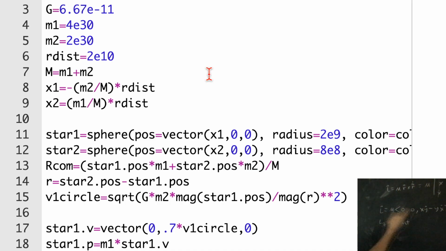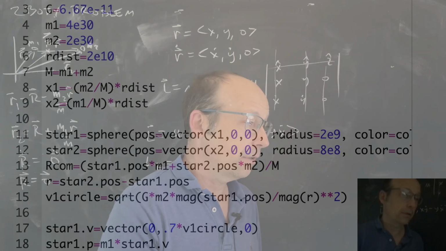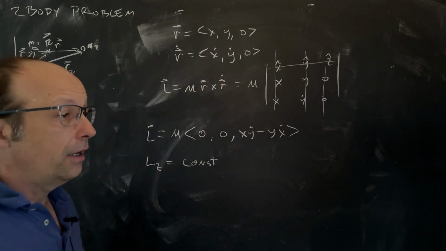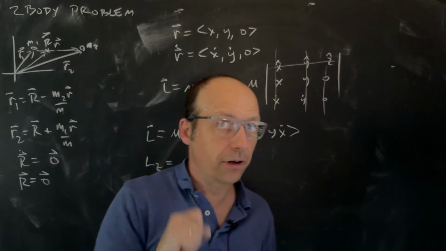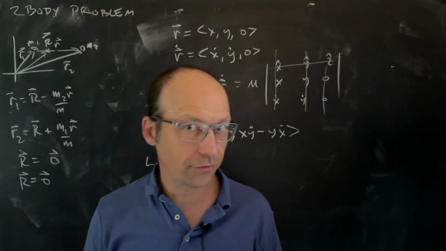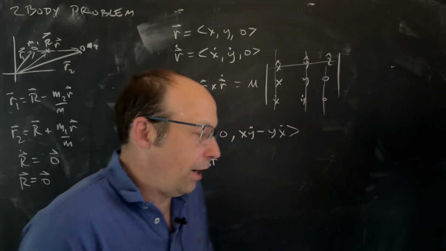So if that's true, then I don't need a z component. I don't need a z component. So now I've gone from 3 degrees of freedom to 2 degrees of freedom, right? I only need x and y.